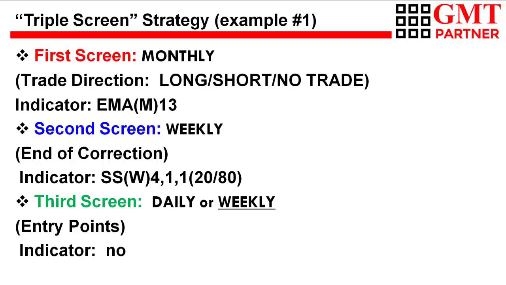On the second screen, the trader uses the weekly chart and an oscillator, such as slow stochastic with parameters 4, 1, 1. And his goal is to determine the end of the correction, which goes against the major trend. On the third screen, the trader uses the weekly chart without any indicators, and his goal is to locate an entry point into the market.